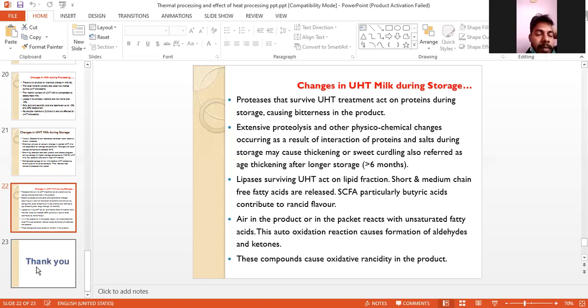But it can be controlled when we use fresh milk. Definitely we can overcome this type of defect. This type of defect we generally cannot observe in the product or in the packet, but oxygen can react with the unsaturated fatty acids. This auto-oxidation reaction causes formation of aldehydes and ketones, and these compounds are considered responsible for oxidative rancidity in the product.